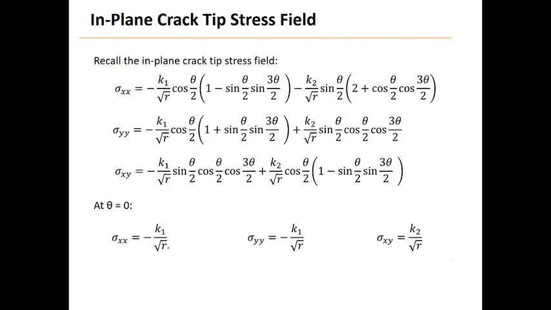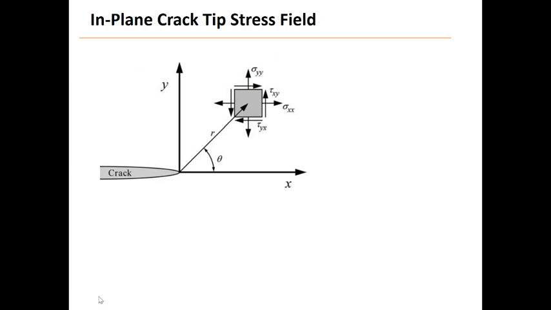So sigma xx is going to be like this. Sigma yy and sigma xy reduce to this form. Now this is very handy, very simple for us to define some terms. What we are really looking at is here: sigma yy along the line at theta equals 0.